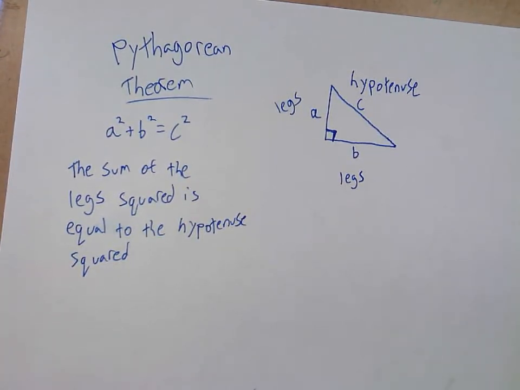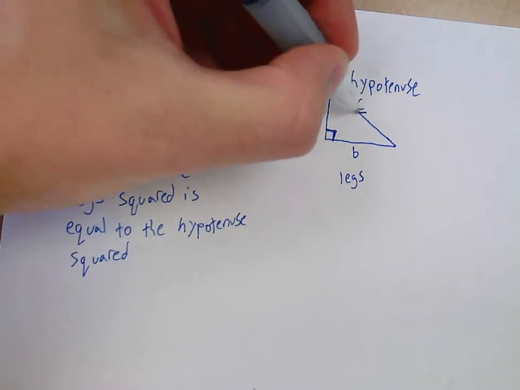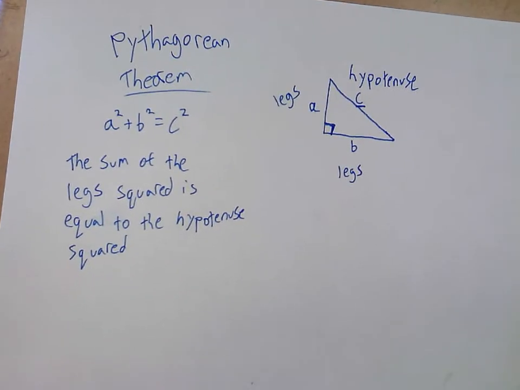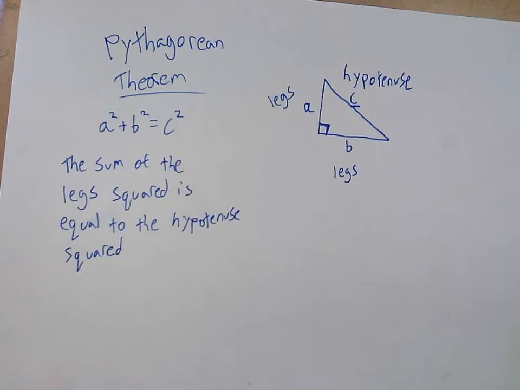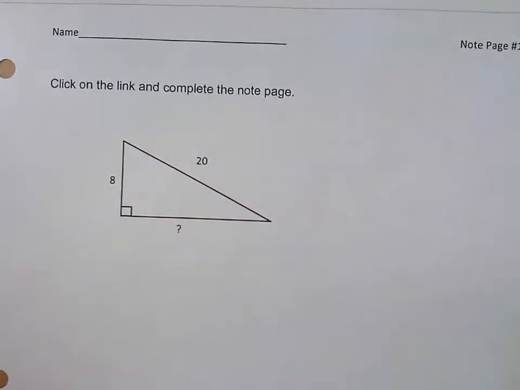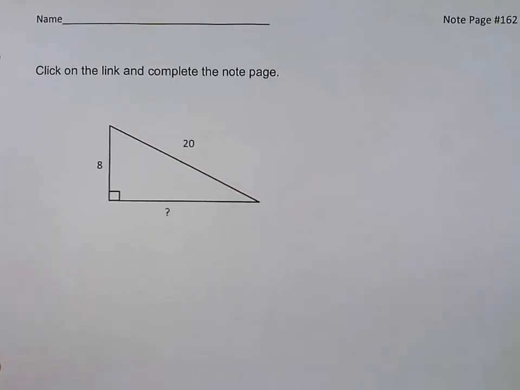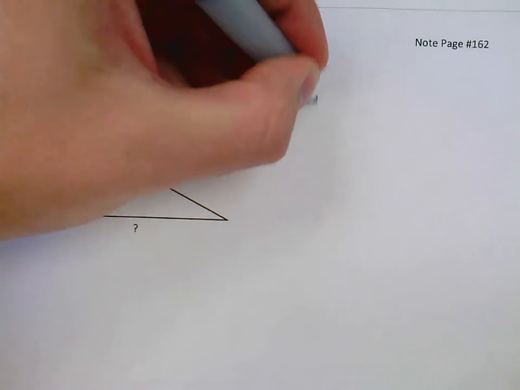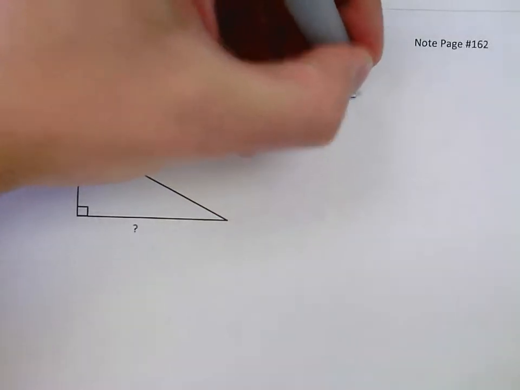Now, yesterday, we looked at how to solve for c when given a and b. When I was given two legs, we figured out how to solve for our hypotenuse. Well, today, we're going to look at how to solve for a missing leg, given one leg and the hypotenuse. So first things first, write down our equation. Write down a squared plus b squared equals c squared.